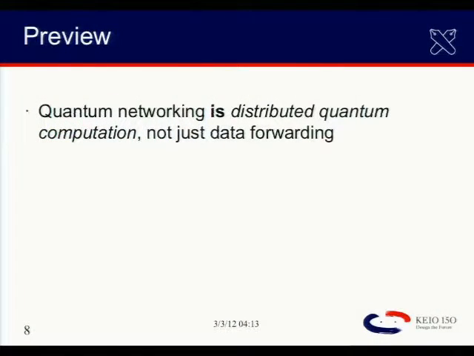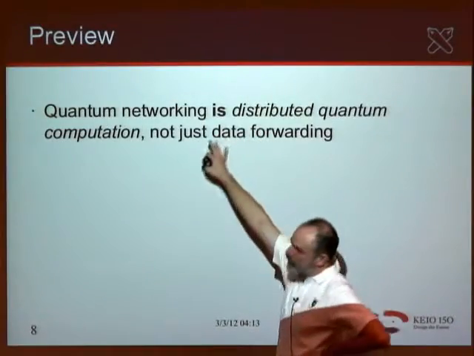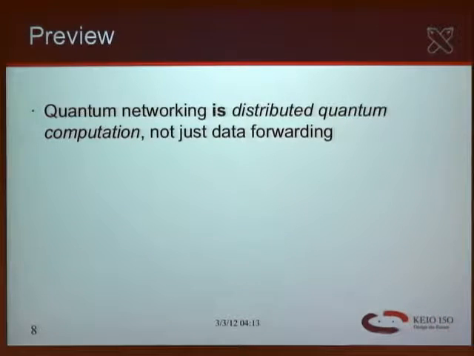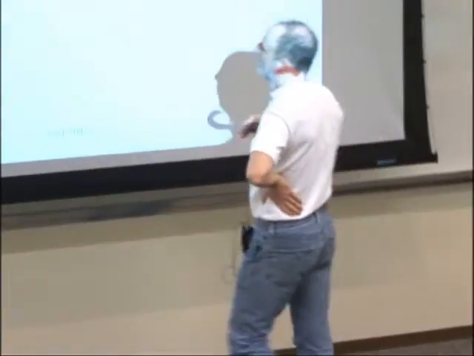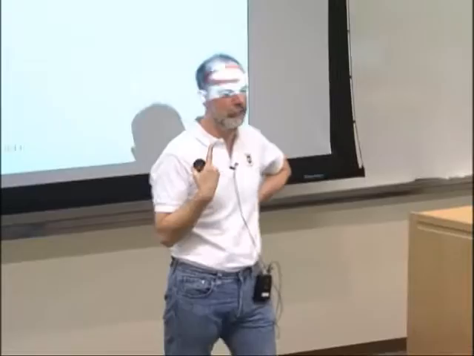Okay. So, a preview of what I'm going to talk about, or the results here. I want to emphasize that quantum networking is distributed quantum computation. When we think of a network, we think of transmitting data from one place to another as a passive activity. But for quantum networking, this is not just forwarding of data. The process of creating these distributed states is itself a distributed quantum computation. And I really want to emphasize that.